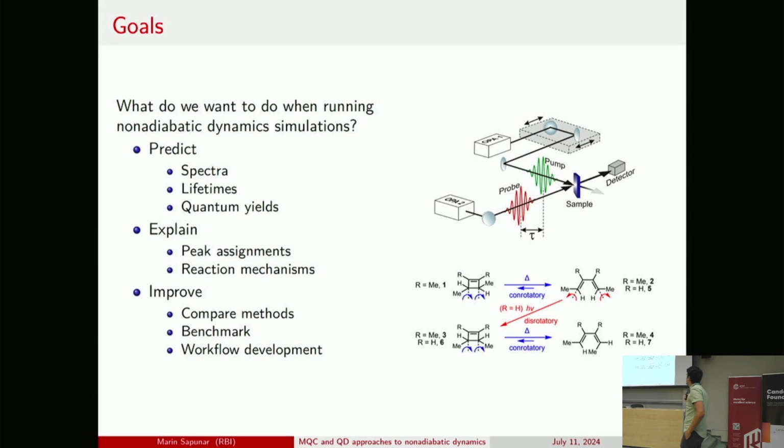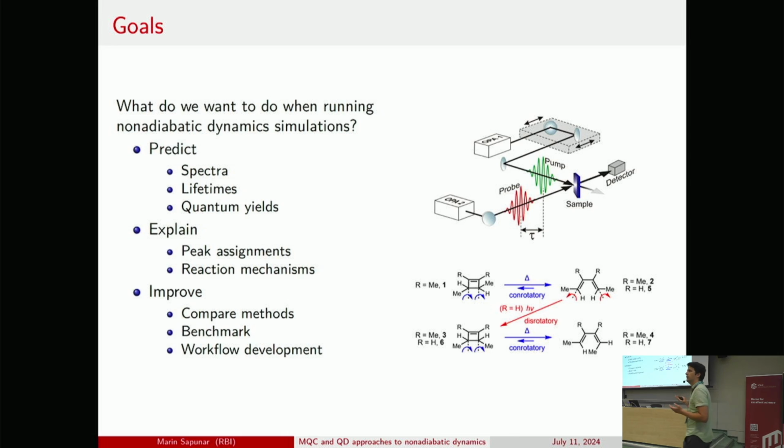First, let me talk a bit about my goals here. When we are doing non-adiabatic dynamics, we are interested in electronically excited states and photochemical reactions, usually. So what we can try to do is take some system and try to predict something about it: its spectrum, the lifetime of its states, the quantum yields of the reaction, or any observable.